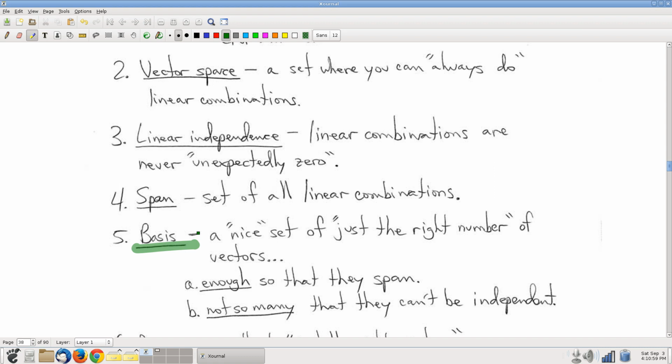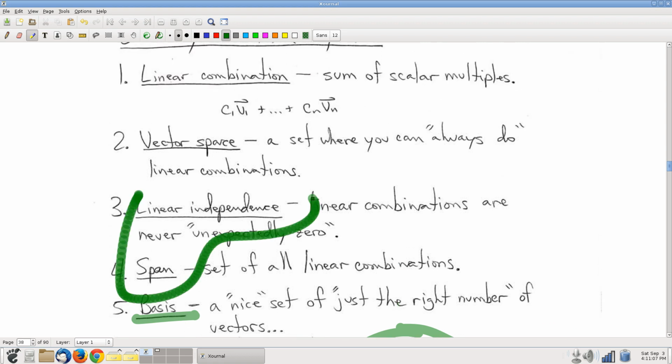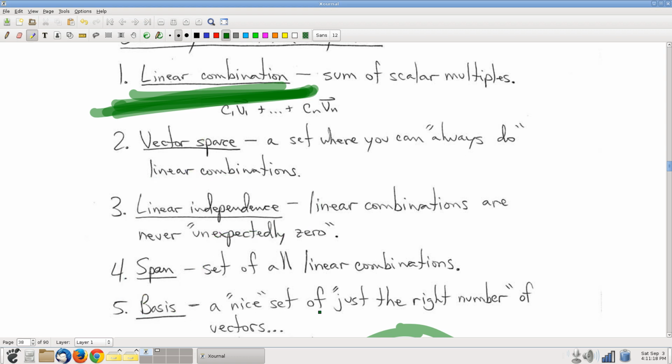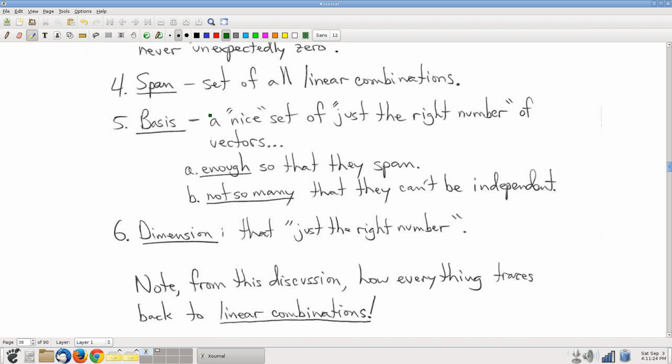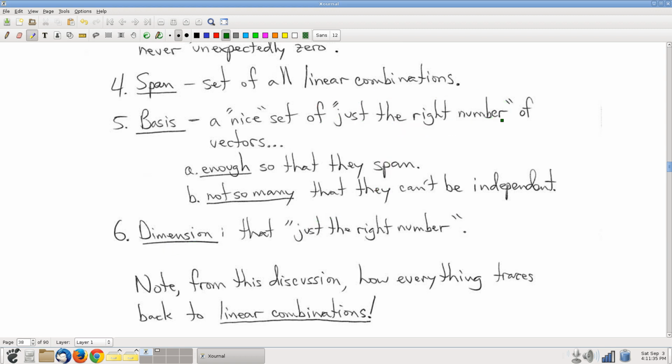Okay. But notice, basis hinges critically on the ideas of span and independence. And span and independence go back to linear combination. So ultimately, when we're talking about a basis, we're still just elaborating and building more and more sophisticated ideas on this one construction, the linear combination. Okay. Dimension, of course, is another important idea that we've been talking about for a while now, and that is just that right number that's defined from a basis. So we've done a lot of linear algebra, a lot of different things, but ultimately it all traces back to linear combinations.